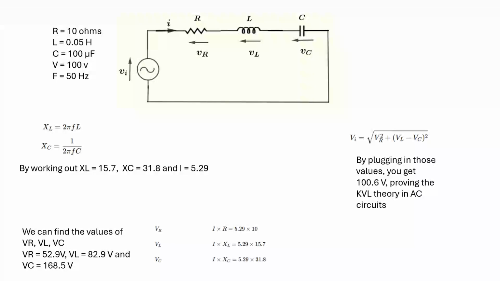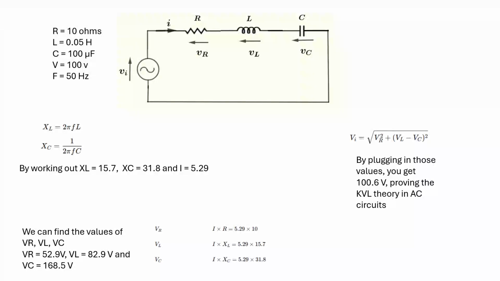Now you might notice that the voltages across the inductor and capacitor are actually much higher than the supply voltage. Because if we were working with a DC circuit and we had these values, just adding all of those values would give almost 300, probably more. But because they're out of phase, one leads the current and the other lags it, so they partially cancel out.